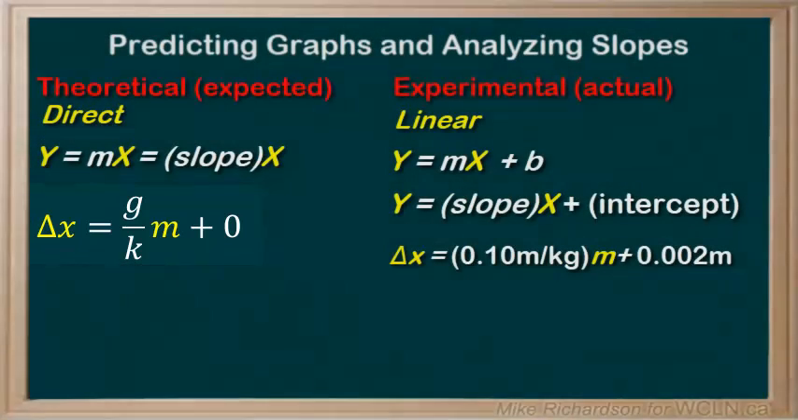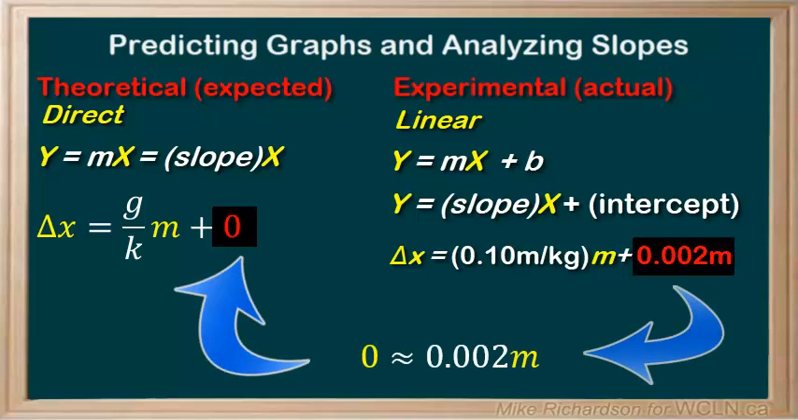Comparing the constants, we see that our slope will be equivalent to g divided by k, as predicted by our theoretical equation. Our theoretical equation also predicts an intercept of 0. Experimentally, we observe a small intercept of 0.002 meters. Since this is close to 0, we may attribute this to experimental error.